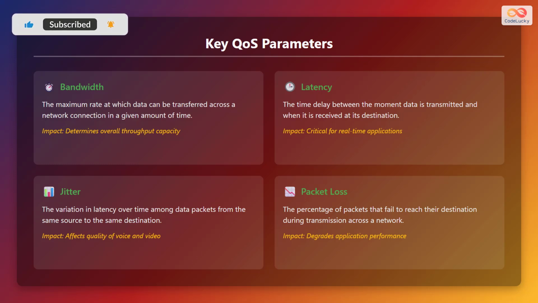Next, let's discuss latency. Latency is the time delay between the moment data is transmitted and when it is received at its destination. Latency is critical for real-time applications. Now, what about jitter? Jitter is the variation in latency over time among data packets from the same source to the same destination. Jitter affects the quality of voice and video.